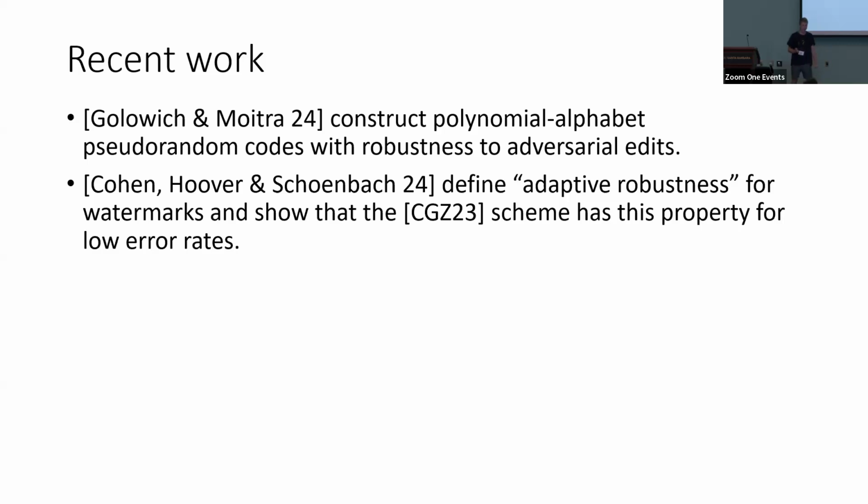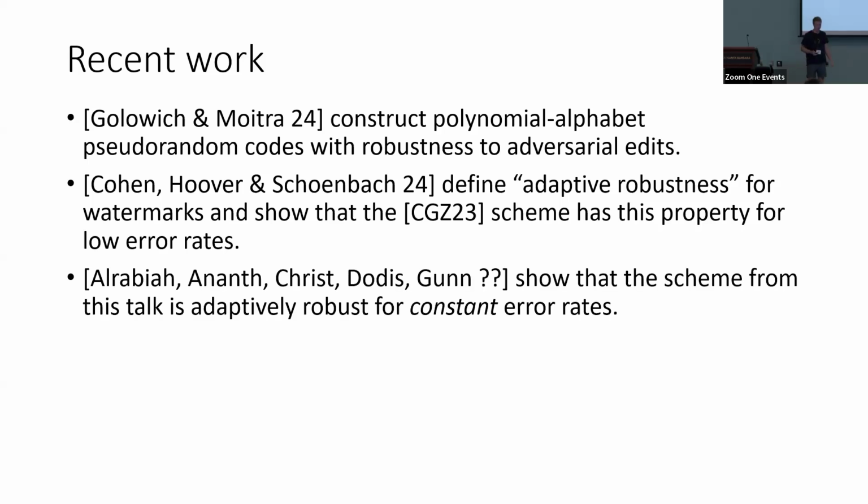Okay, so another work of Cohen, Hoover, and Schoenbach defines a notion of adaptive robustness for watermarks, or for PRCs. It basically says that even if you choose your errors based on previously seen encryptions or previously seen watermarked text, you can't find an error that will remove the watermark or break the PRC decoder. And they show that a previous scheme satisfies this property, but for very low error rates.